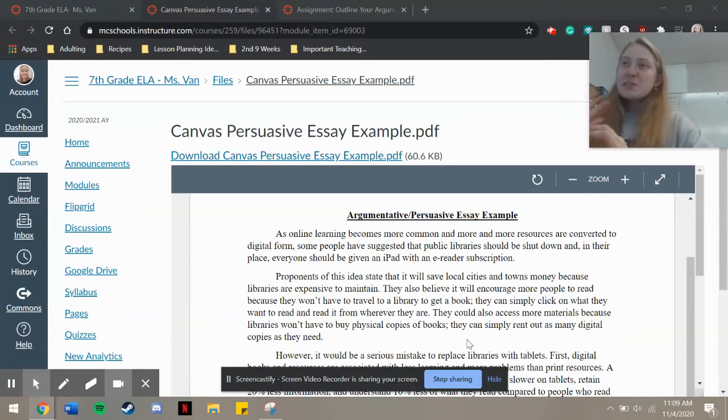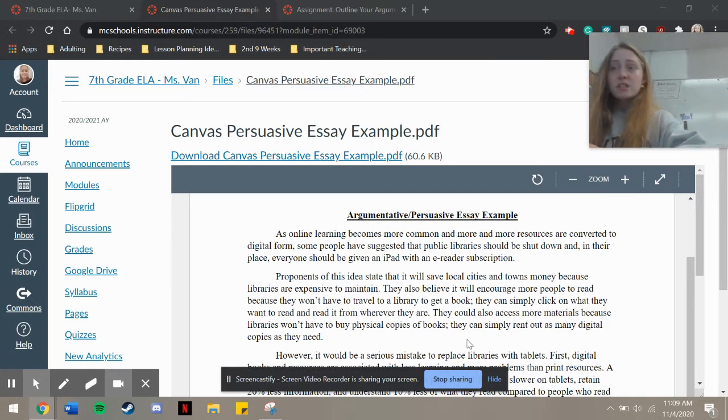Hey, distance learners. So today we're going to be talking about something that is super important. It's called persuasive or argumentative writing. Persuasive and argumentative writing is one of the most common and one of the most important writing types that you need to learn. We're going to be looking at an example today, and then we're going to be talking about your assignment, which will be to outline.